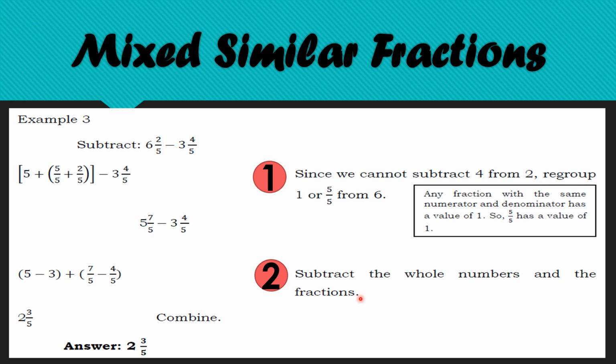Step 2. Subtract the whole numbers and the fractions. 5 minus 3 is equal to 2. 7 minus 4 is equal to 3. Copy the denominator, 5. Step 3, you need to combine. So the final answer is 2 and 3/5.